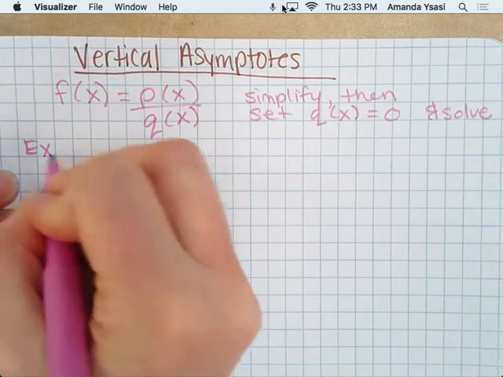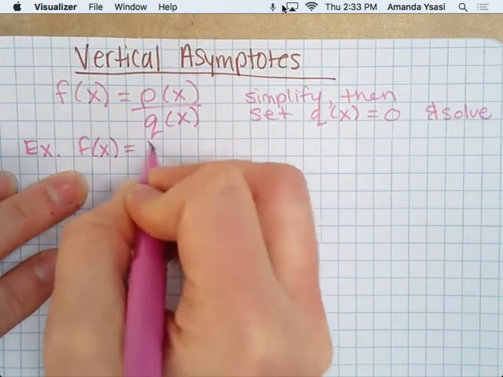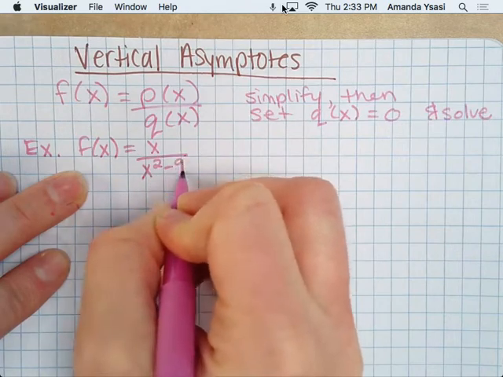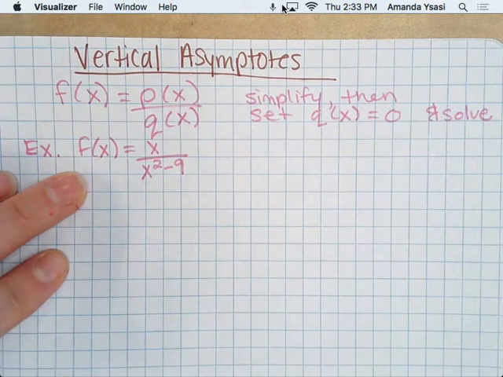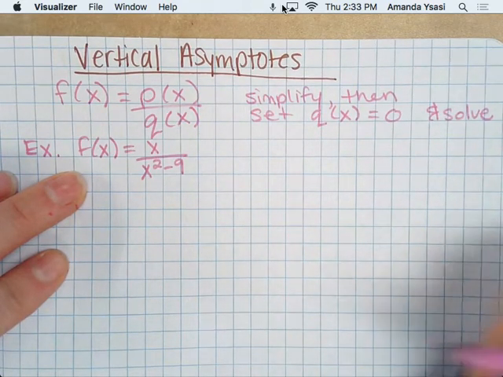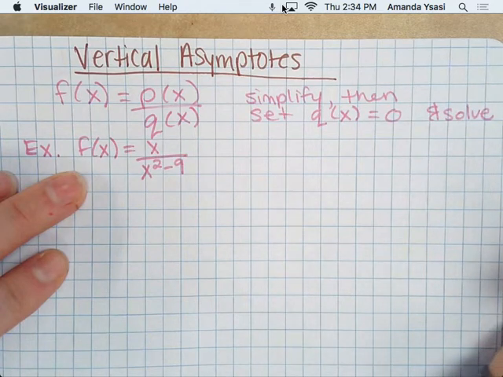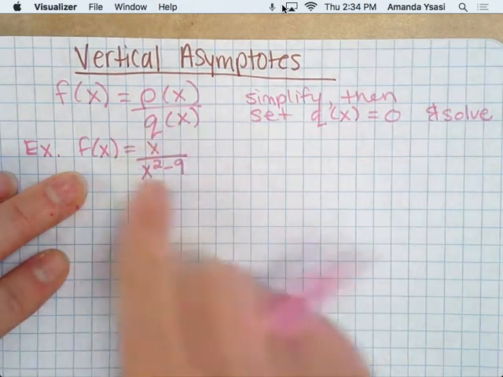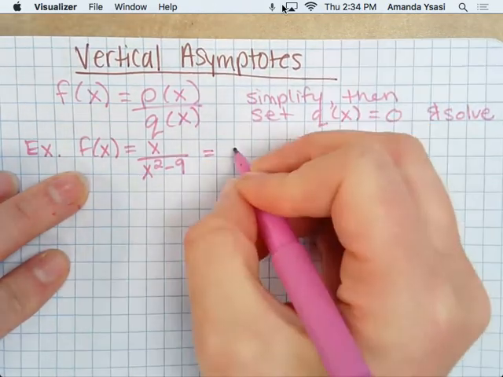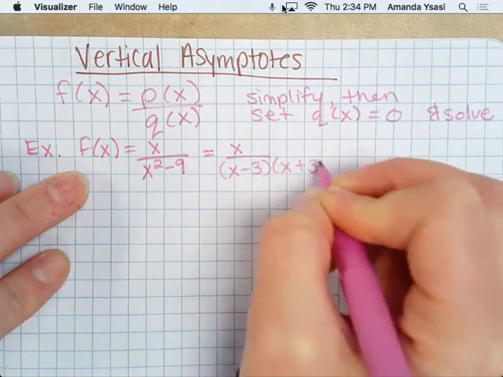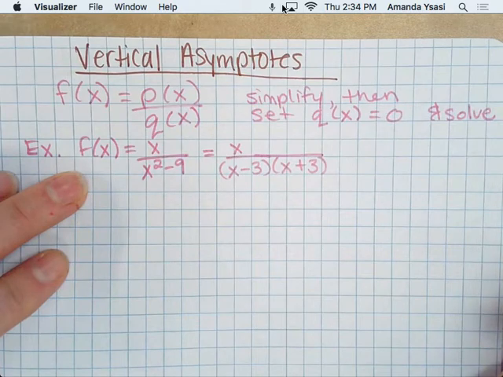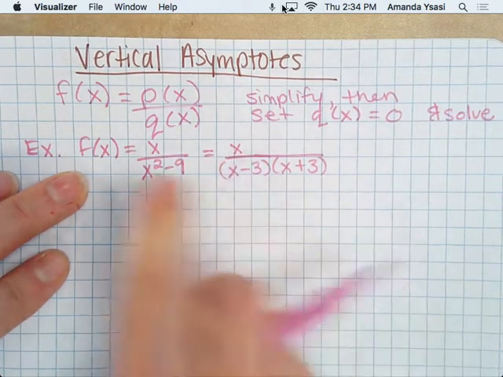So an example would be f of x equals x over x squared minus 9. So we are doing a lot like what we did with our domain, where we're finding what doesn't exist as part of the x values. But in this case, we're finding out, well, where it doesn't exist, is that an asymptote? And so we go ahead and simplify this. We have to factor too. So x over x minus 3, x plus 3. And there's nothing to cross out.